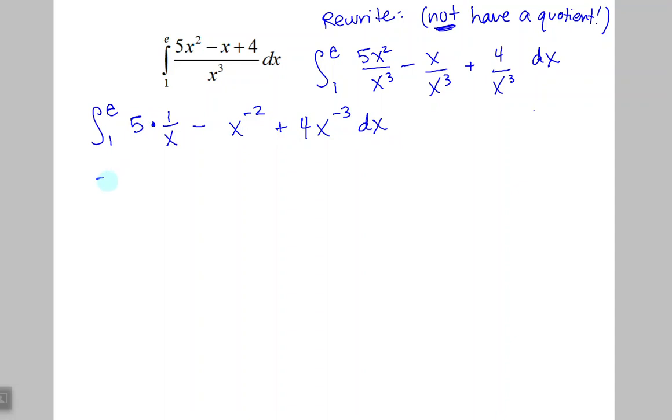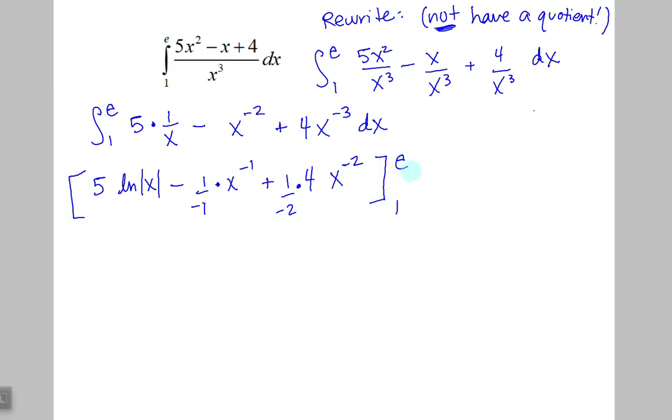The 5 hangs out in front while we take the antiderivative of 1 over x, natural log of the absolute value of x, minus, here I add 1 to the exponent for x to the negative 2 and I multiply by the reciprocal of the new exponent, plus, the 4 hangs out in front while I take the antiderivative, add 1 to the exponent makes negative 2, and multiply by the reciprocal of the new exponent. Put my brackets because I have a definite integral, so I will be plugging in values.